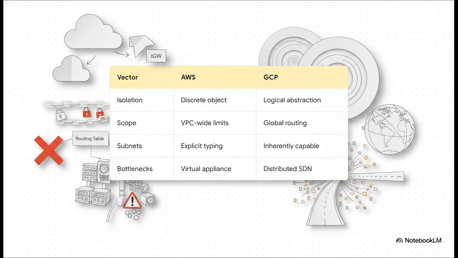Subnet typing changes drastically too. AWS requires explicit routing table definitions to make a subnet public, while GCP subnets are just inherently capable right out of the box. And perhaps most importantly for high-throughput applications, data plane bottlenecks are entirely avoided in GCP because its distributed SDN performs packet translation without introducing those physical appliance choke points. Take a second to let that structural difference really sink in.